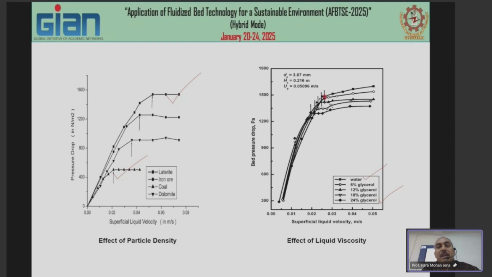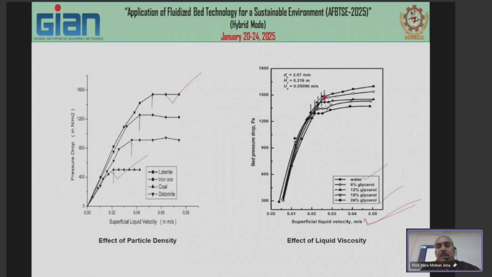So it is an exact plot. As you see, beyond the minimum fluidization velocity, a slight increase in the bed pressure drop is there. But you see that the slope of the curve is different. Up to this is one slope. Beyond that, there is another slope of the line. This is for the increase in the liquid velocity. On the X-axis you see the superficial liquid velocity. As you increase the liquid velocity, the bed pressure drop variation is like this. So why it is like this, that we will discuss later.